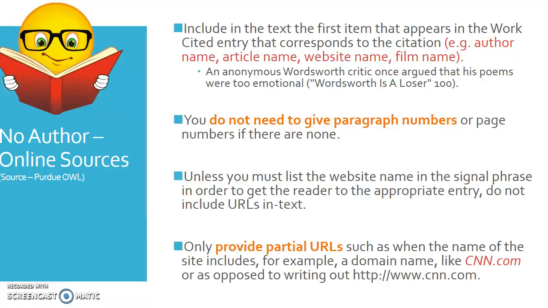So they didn't have the author's last name, so they put the article title and then the page number. You do not need to give paragraph numbers if there are none, or page numbers if there are none. Unless you must list the website name and the single phrase in order to get the reader to the appropriate entry, do not include URLs.